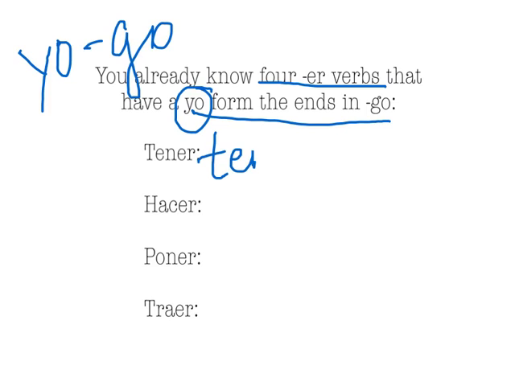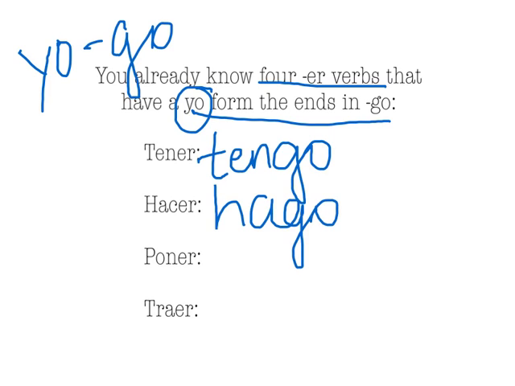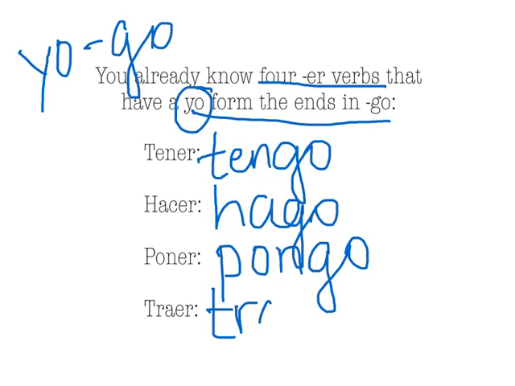So tener, which is to have, we would say yo tengo. Hacer, to do or to make, is yo hago. Poner, to put or to place, would be yo pongo. And traer is a really weird one. Traer is to bring. We would say yo traigo. Please make sure you have these in your notes as well, and then we'll wrap up for today.